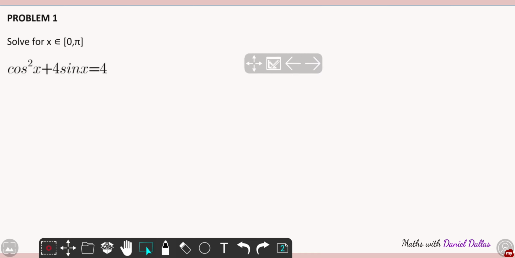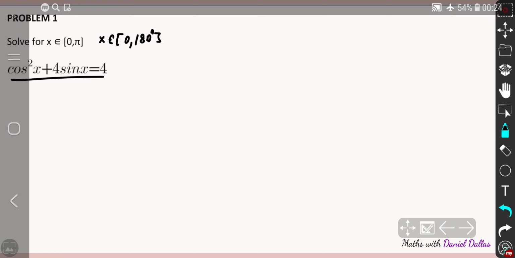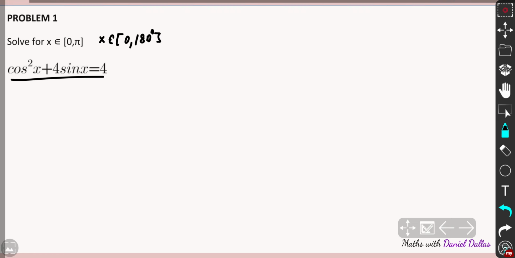So we have a trigonometric equation, and we also have the limits for x. So let's see how it works. We have limits for x from 0 to pi, or if you prefer degrees, you can rewrite it as from 0, including the boundary, to 180 degrees. All right, so that's our boundaries. However, we need to solve that. Cos squared x plus 4 sine x equals 4.